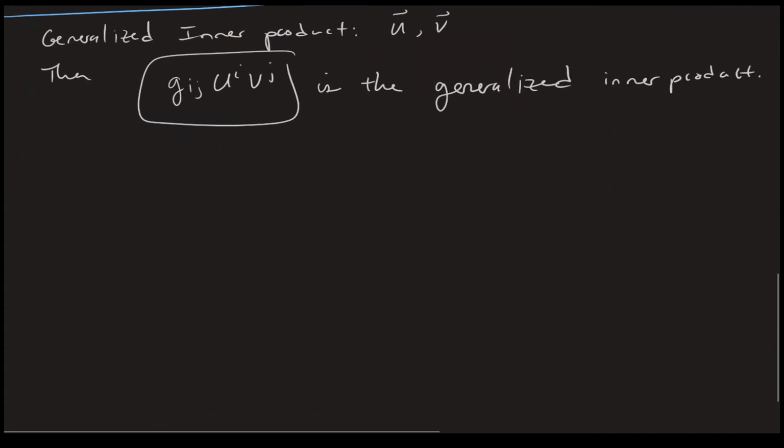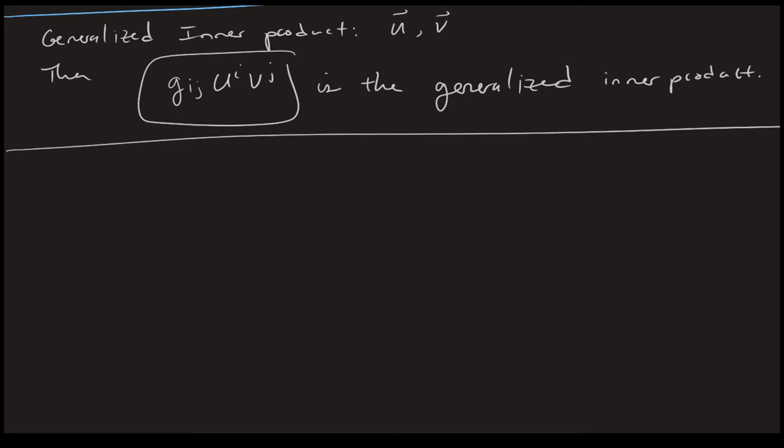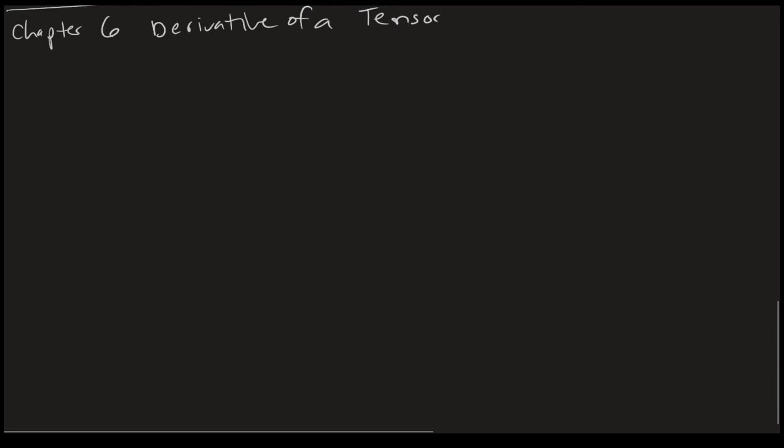Let's look at chapter 6. It's called the covariant derivative, or the derivative of a tensor. And by derivative, we mean the covariant derivative, because we will introduce a covariant index once we take the derivative.